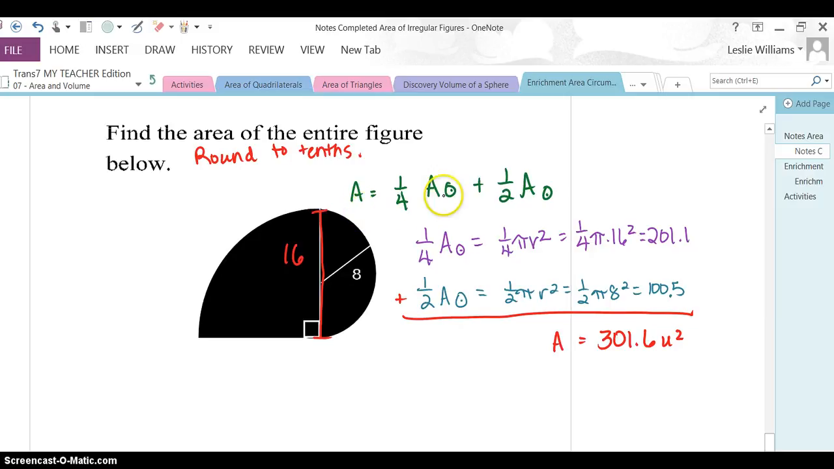So we have the area of a quarter circle and an area of a half circle. So the quarter of a circle has a radius of 16. So that's actually the bigger part here. And that gives us an area of 201.1 rounded to the tenths. The half circle, the smaller circle, has a radius of 8, and that gives us 100.5 units rounded to the tenths. And when we add these together to get the area of the entire figure, we end up with 301.6 units squared rounded to the nearest tenths. Good work.